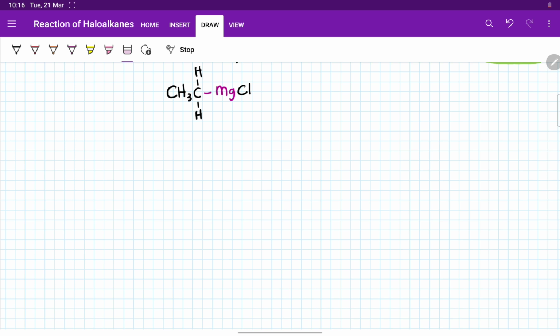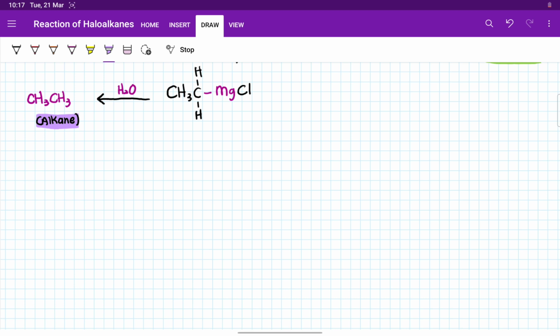Ada 3 reaction untuk Grignard reagent. Yang pertama, kita reactkan dia dengan water. So, bila kita reactkan kita punya Grignard reagent dengan water, apa produk yang kita akan dapat? We're going to get an alkane. Jadi, apa yang awak perlu buat dekat sini adalah just gantikan sahaja MgCl ni, remove dan gantikan dengan hydrogen. So kita akan dapat alkane dekat sini. So, ini adalah reaction yang pertama. Kita nak prepare kita punya alkane.